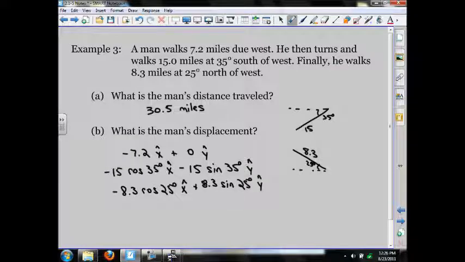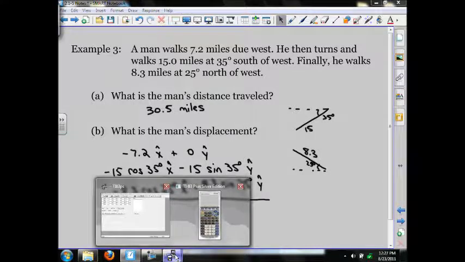Is cosine always going to match up with the x and sine always with the y? No. If this was flipped and it said west of north, those would line up. So it's not a bad idea just to draw a quick picture to figure out what's going on here. Where do we go from there? Add them up. Good. What we're doing is separating the x component from the y component. So we're trying to figure out how far east or west he went, how far north or south he went, and then we're going to use those two things to find the result.